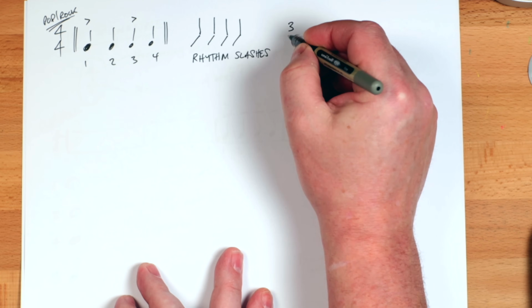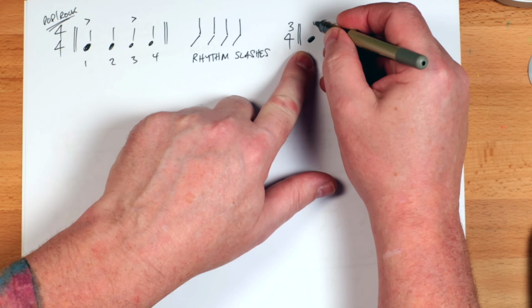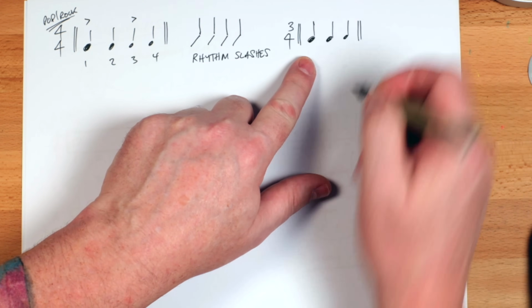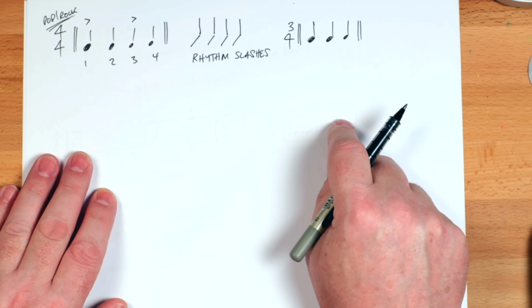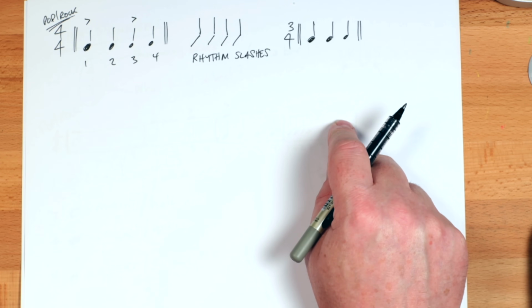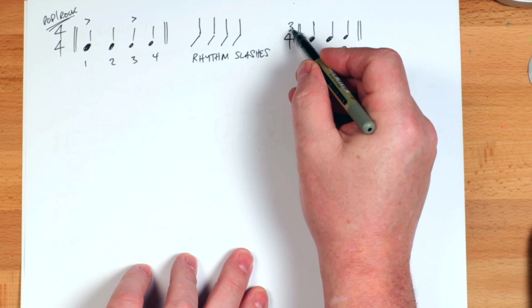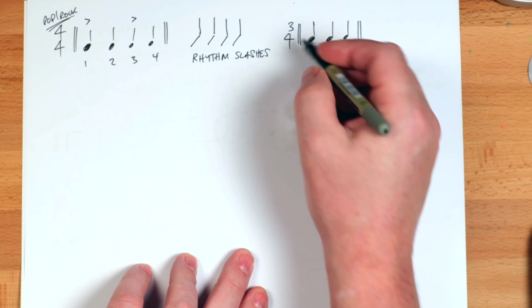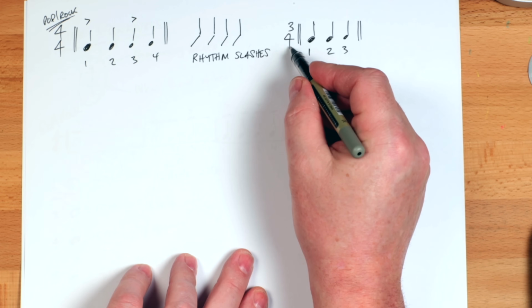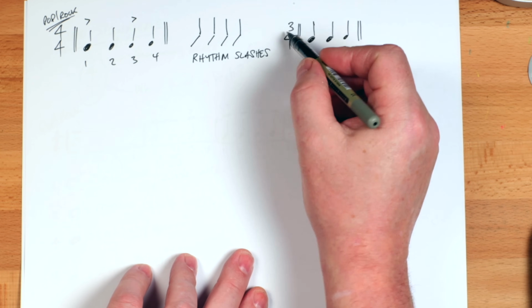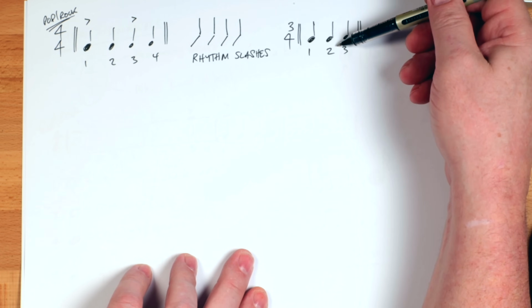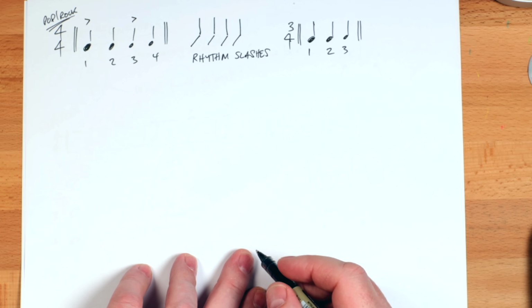Now, let's look at this one. 3, 4. This is critical because of the difference between this and counting 6, 8. A lot of people get stuck with counting something like 6, 8. We look at this. This is 1, 2, 3. We can see at the top, we've got 3. Remember, top is how many, bottom is what kind of beat, okay? So this, 3 notes, and they are quarter notes.